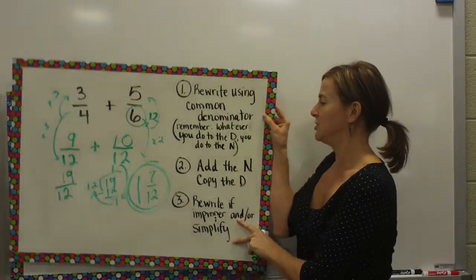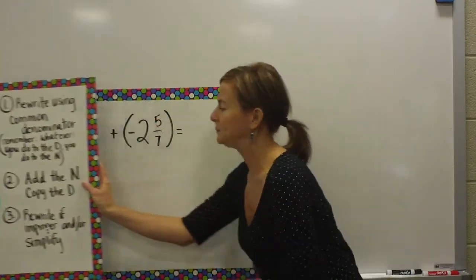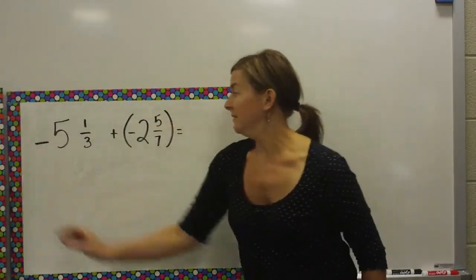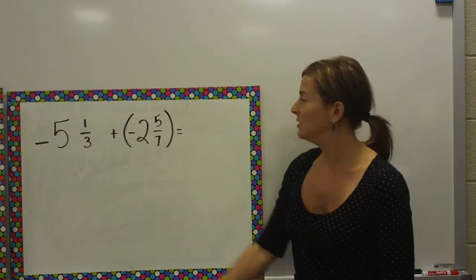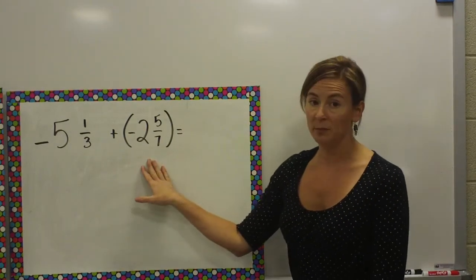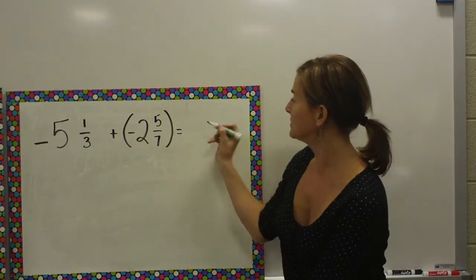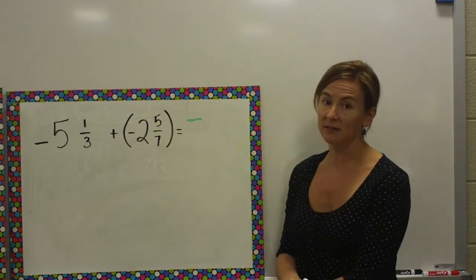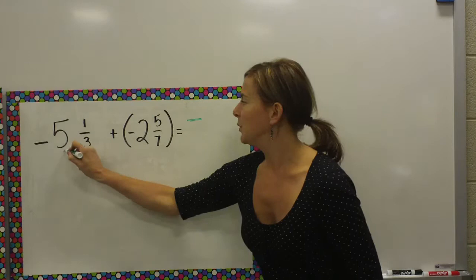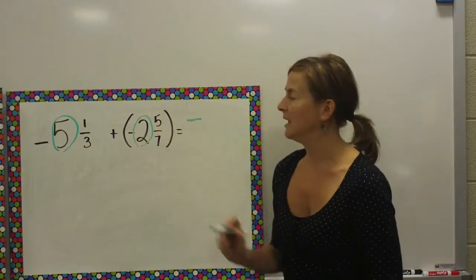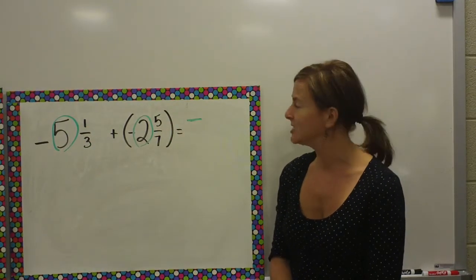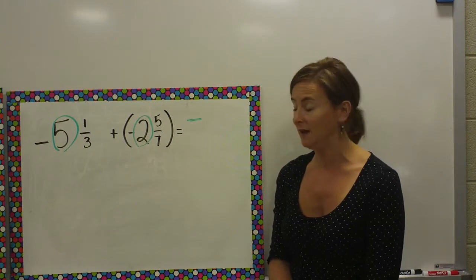Let's apply that to one more example. In this instance, I have 2 sets of mixed numbers. Both of them are negative, so I know that my answer is going to end up negative. I'm going to hold on to those whole numbers and ignore them for a moment because I need to check out what my fractions are going to be like.